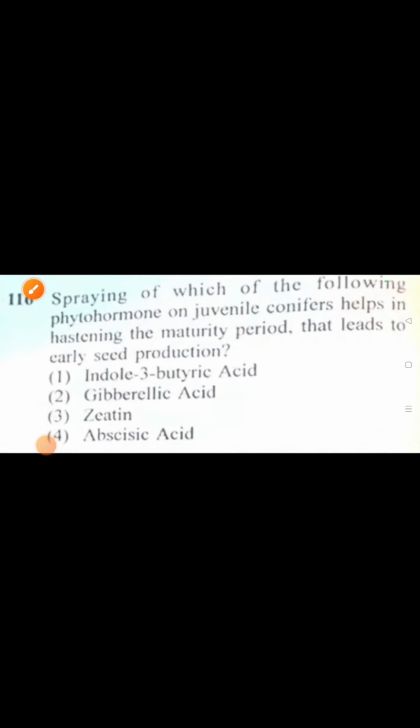Spraying of which of the following phytohormones on juvenile conifers helps in hastening the maturity period that leads to early seed production. So correct option is second, gibberellic acid.